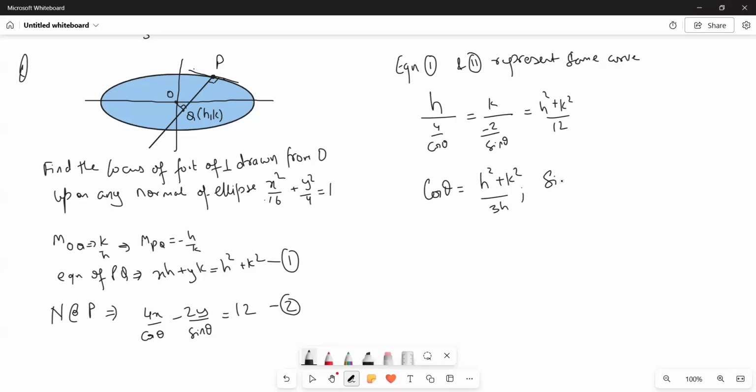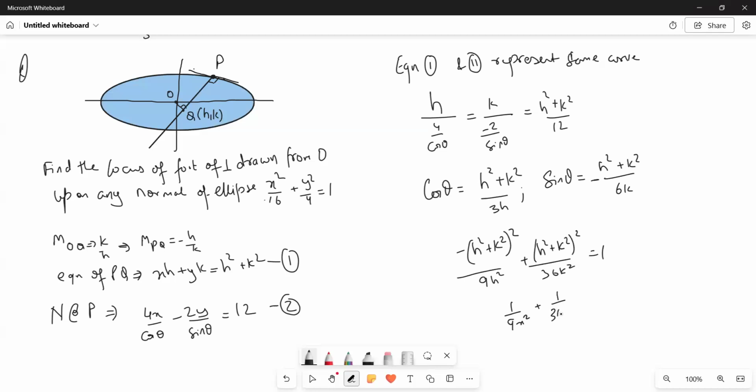सही है. And sin theta is h square plus k square by 6k with a negative. फिर फर्क नहीं पड़ेगा when we square and add. So when we square and add, we'll get h square plus k square whole square by 9h square plus h square plus k square whole square by 36k square is equal to 1. तो इसका फाइनल आंसर कुछ ऐसा आ जाएगा: 1 by 9x square plus 1 by 36y square is equal to 1 by x square plus y square whole square.